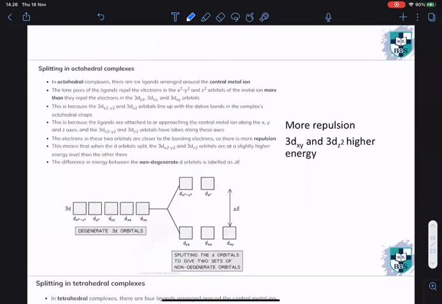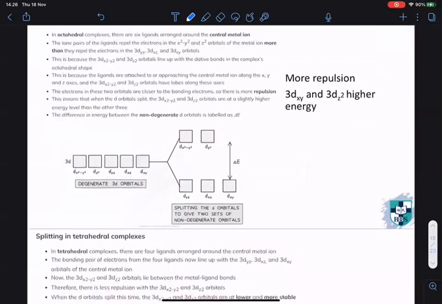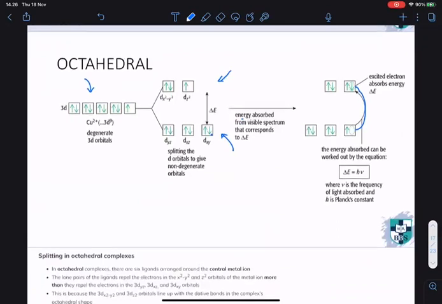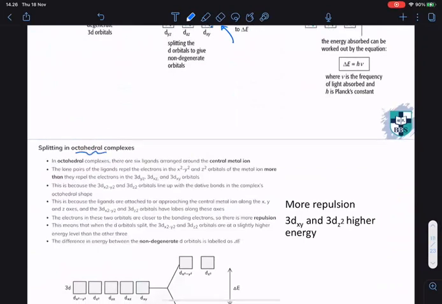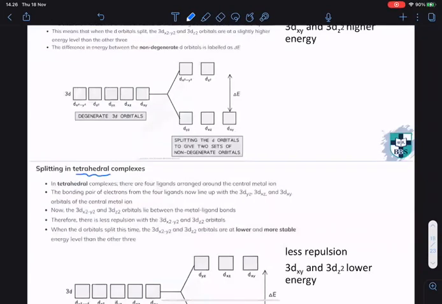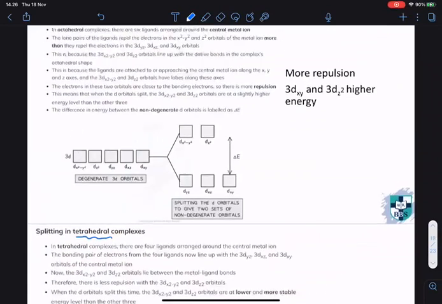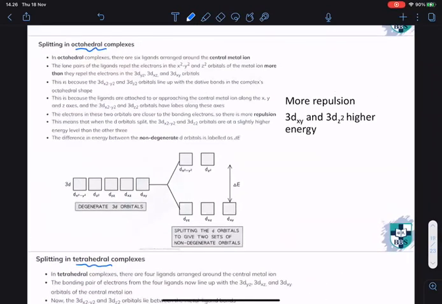But in your new syllabus, the splitting is shown in your textbook only. But do remember, I put it's only for octahedral. In your syllabus, they want octahedral, they want tetrahedral. In simple form, if you want to actually read this, go and read yourself.